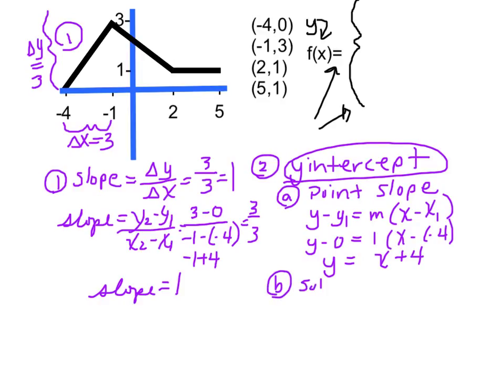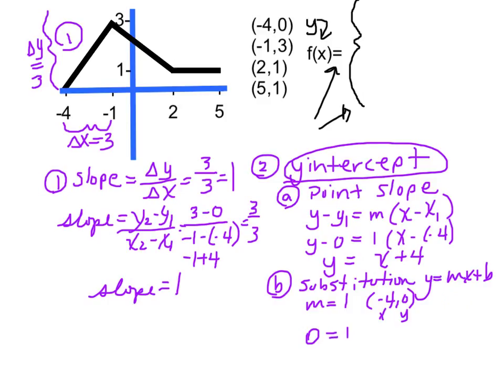The second way to find a y-intercept is to use the substitution method. I know that I want this form of the equation, which is y equals mx plus b at the end. I know that my slope is 1, and I'm going to use the point (-4, 0) because my y is 0 and it makes it easier. I'm going to substitute an m, an x, and a y into this equation. So I'm going to have 0 for my y is equal to 1 for my slope times my x value, which is -4, plus b. And I'm going to solve for my b, which is my y-intercept.